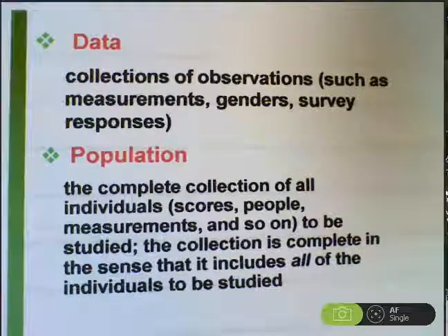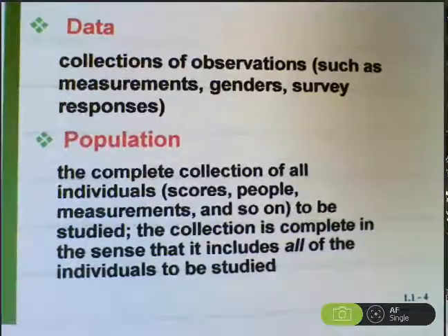Speaking of which, let's talk about data. Data can be a collection of observations, any measurements, gender, survey responses. The population is the complete collection of all individuals to be studied. The collection is complete in the sense that it includes all of the individuals to be studied. In other words, in the example I was just mentioning, if we were trying to predict the average credit card debt for an adult American, then the population would be all adult Americans.